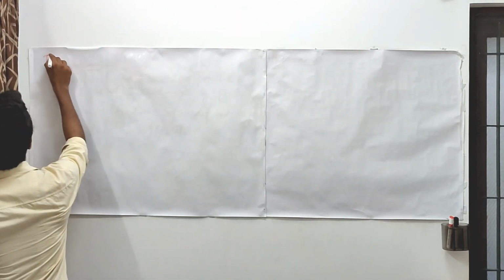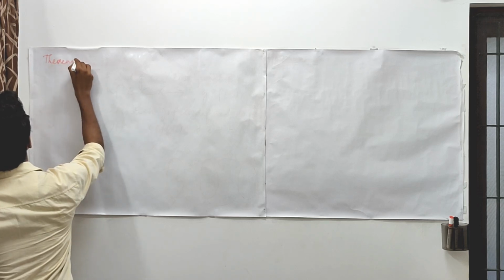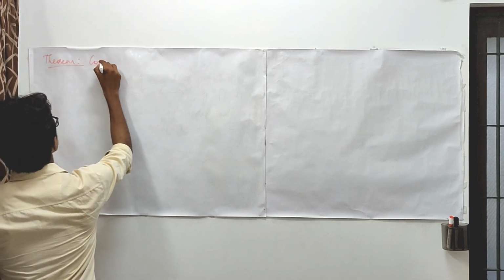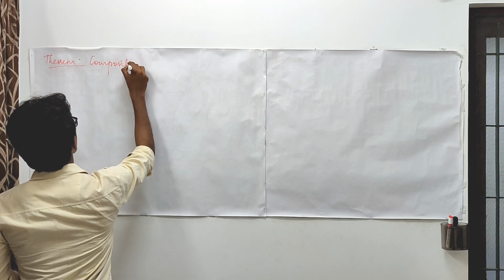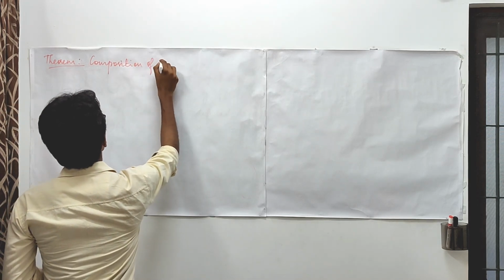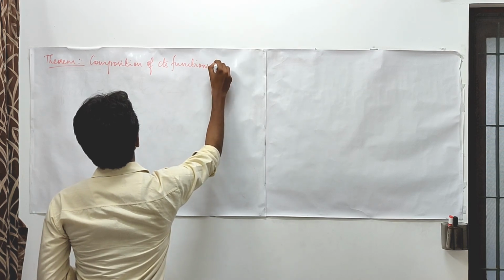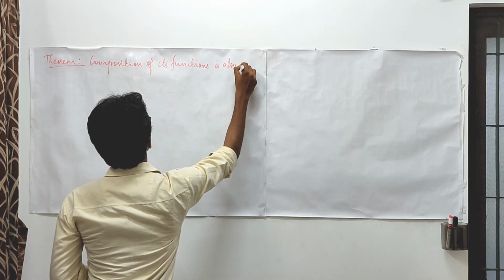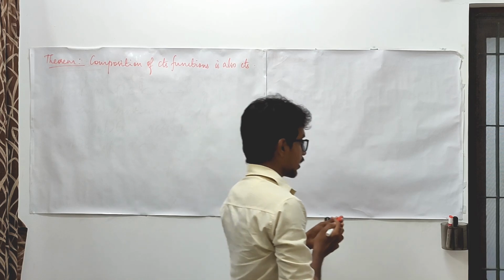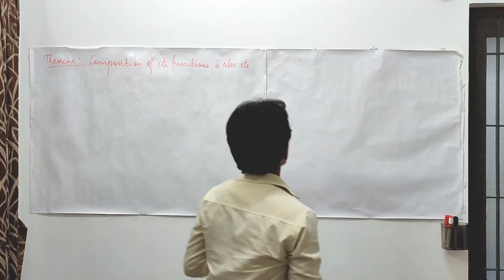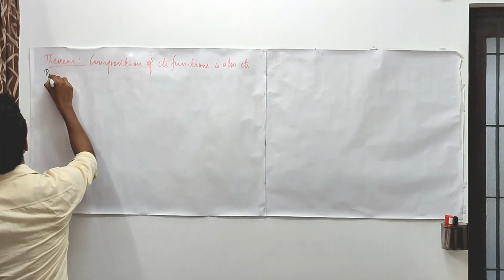Now let us see a theorem based on the composition of functions. The theorem tells us the composition of continuous functions is also continuous. Okay, we have to prove this. How are we going to do it?